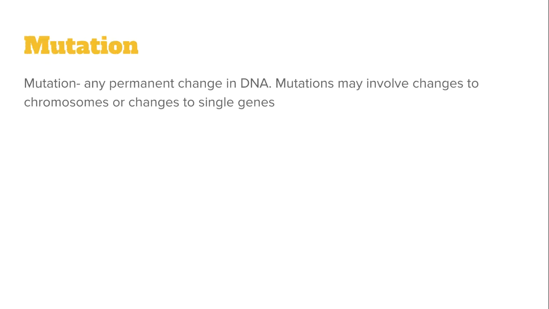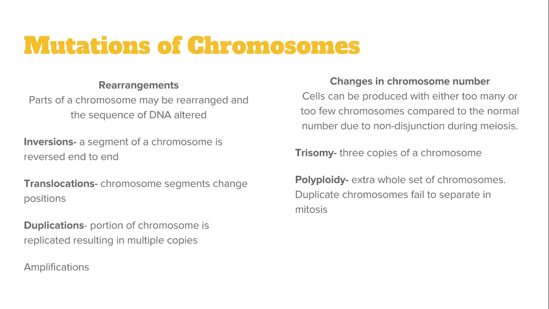So a mutation is any permanent change in DNA, and they can involve either changes to chromosomes or changes to single genes. When we talk about mutations of chromosomes, there are two types. There can either be rearrangements or changes in chromosome number. If we talk about rearrangements, we're talking about where parts of a chromosome are rearranged, therefore altering the sequence of DNA. And this might be through inversions, where a segment of a chromosome is reversed end to end.